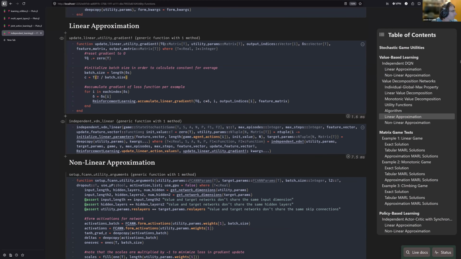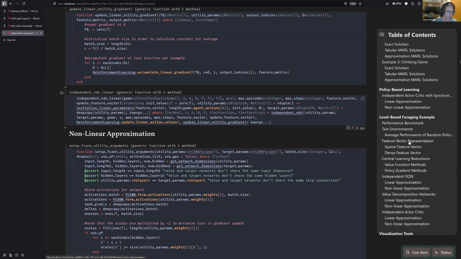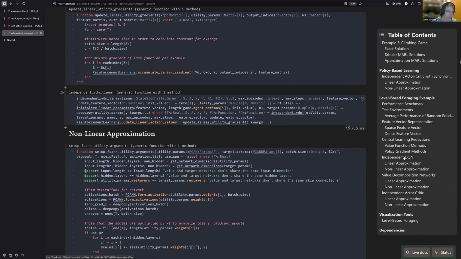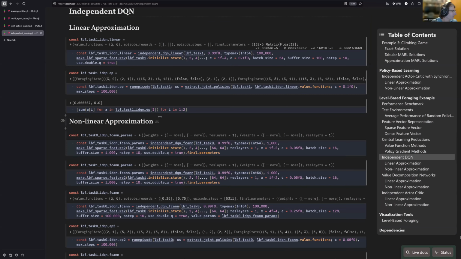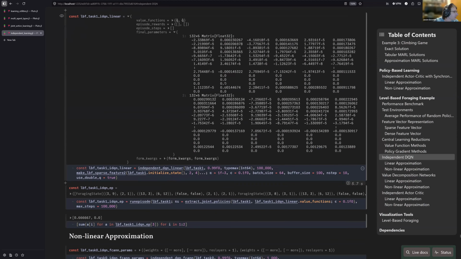So we can see what this looks like on the level-based foraging example. First, I can show independent Q learning, which we had previously looked at. This doesn't attempt to learn any value decomposition. This just tries to get each agent to learn its own Q function. And this is for linear. So here, these are the parameters of the linear functions learned in this case.